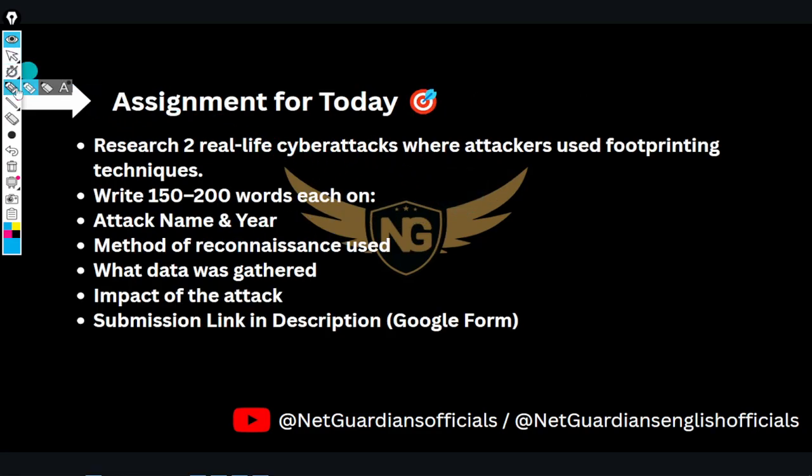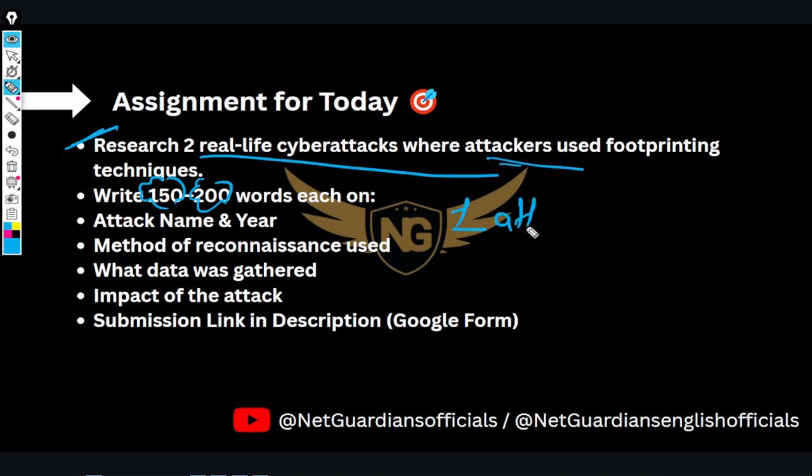Assignment for today. You have to research two real-life cyber attacks where attackers used footprinting techniques, and write your thoughts in 150 to 200 words on each. That means one attack is equal to 150 words, and the same for the second attack.